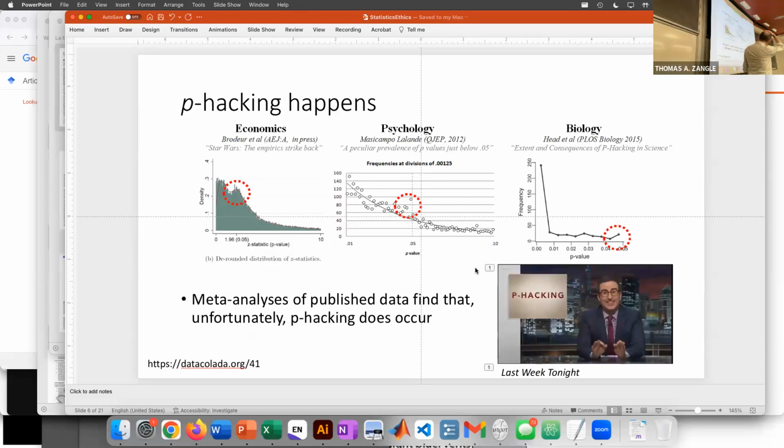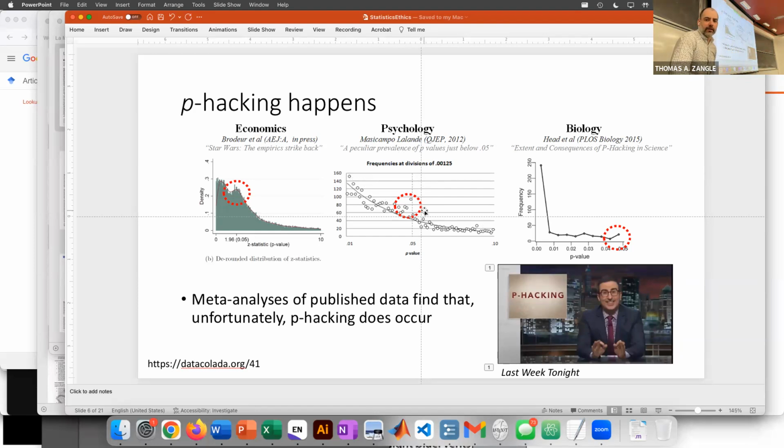And it definitely does happen. So this is some evidence. It's like a meta-analysis of papers and results in different fields, discussing results from many different fields. But basically, let's start here in the middle, in psychology.